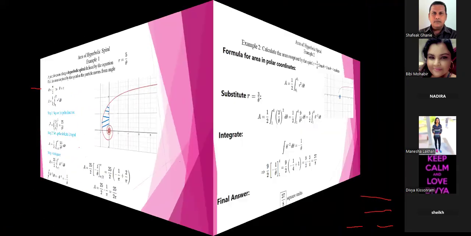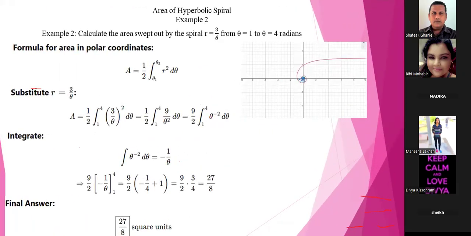For example 2: calculate the area swept out by the spiral r equals 3 over theta from theta equals 1 to theta equals 4 radians. And as we can see in the graph, the shaded part is the area which we're going to find.